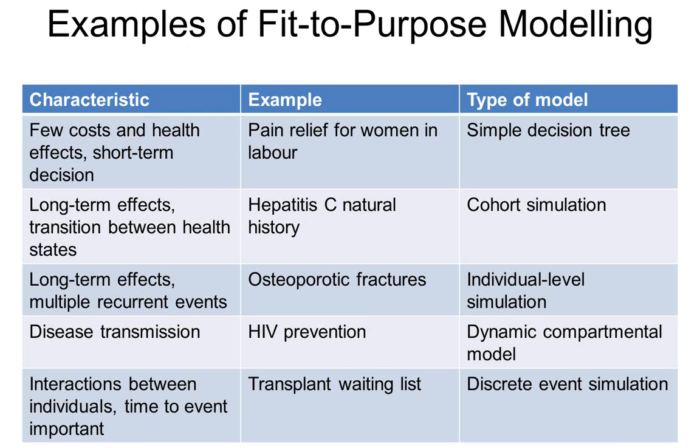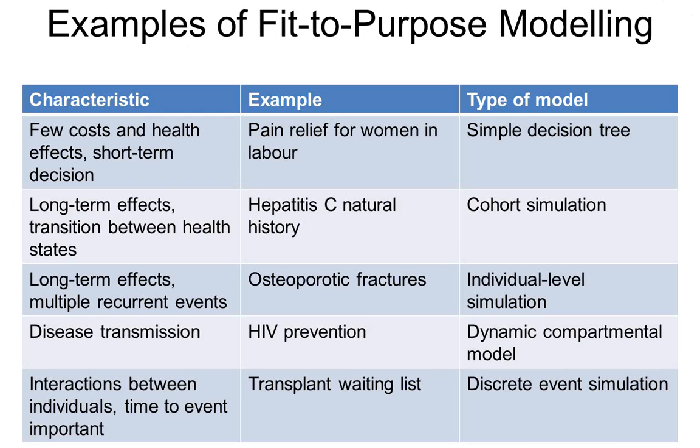We might also, though, have long-term effects where there are multiple recurrent events. So if we're modeling osteoporotic fractures, for example, we might have a lot of differences between individuals in terms of how many fractures they get and which sites they fracture at. And so in that situation where each individual has a different trajectory, we might want to do an individual level simulation, or what's often called a microsimulation.